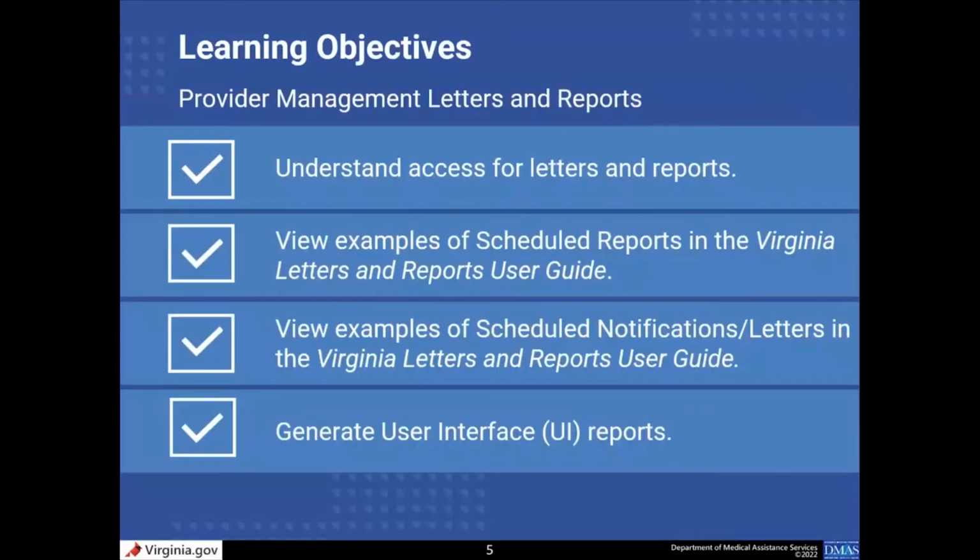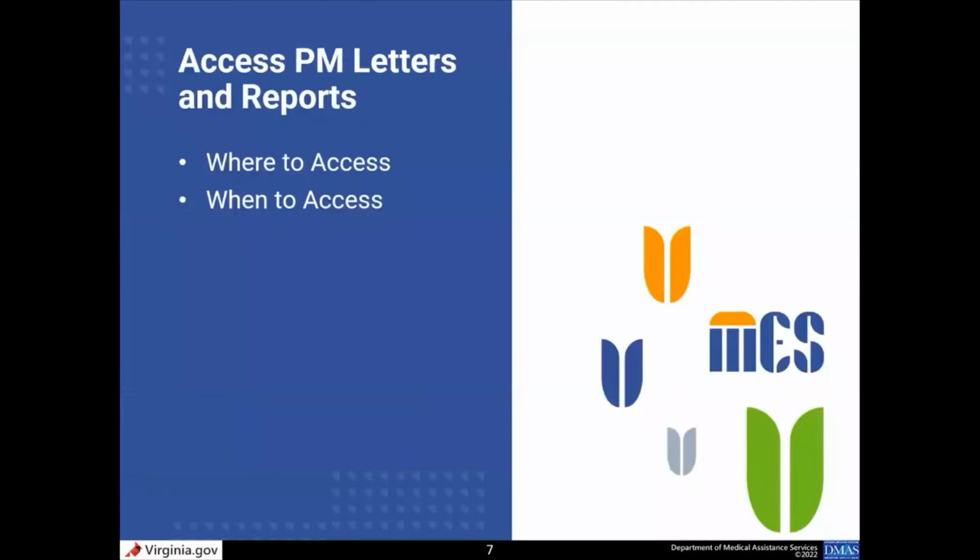Our learning objectives today in provider management letters and reports are to understand access for letters and reports. We will view examples of scheduled reports in the Virginia Letters and Reports user guide. We will view examples of scheduled notifications and letters in the Virginia Letters and Reports user guide. And we will go over how to generate user interface or UI reports. Our first section is accessing PM letters and reports. We will go over where to access and when to access.